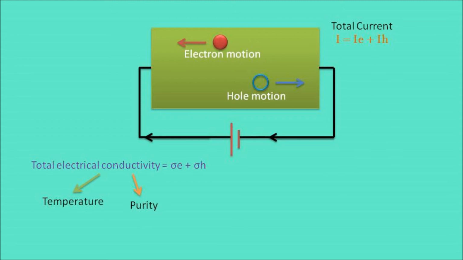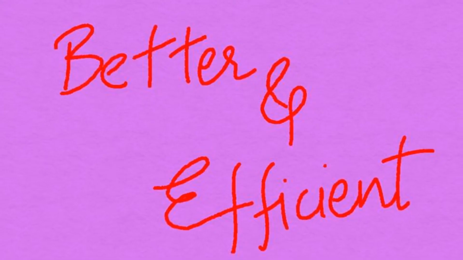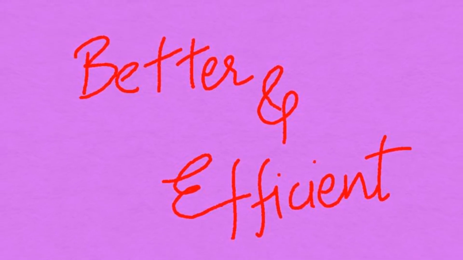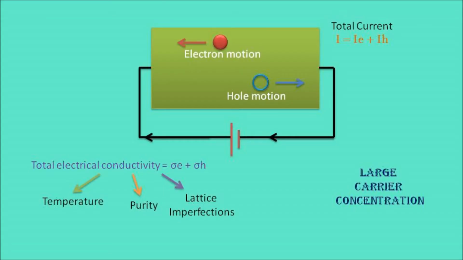Purity of the semiconductor. Semiconductors with high purity can now be made, and imperfections in the lattice are minimal. But it is always advantageous to have something better and more efficient. So one way we can enhance this conductivity is to have a large concentration of conduction electrons and holes. This can be achieved by adding a controlled amount of impurities called dopants.